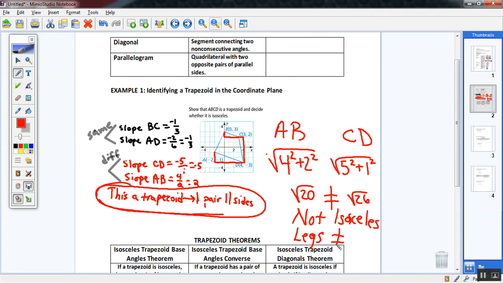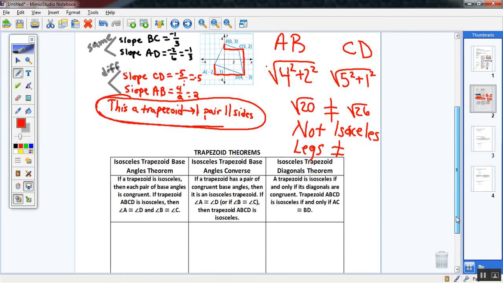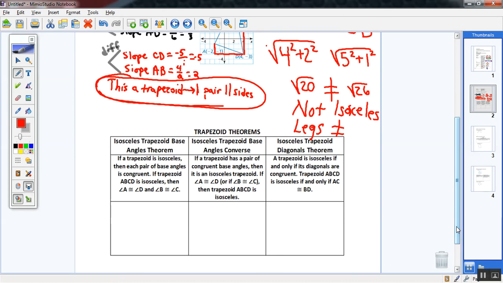So if I want to show something's a trapezoid, how many pairs of sides do I have to show parallel? One pair. But I also have to show if the other pair is not parallel. Okay? And then check your leg lengths. If the legs match, isosceles. If the leg lengths do not match, then it's not isosceles.